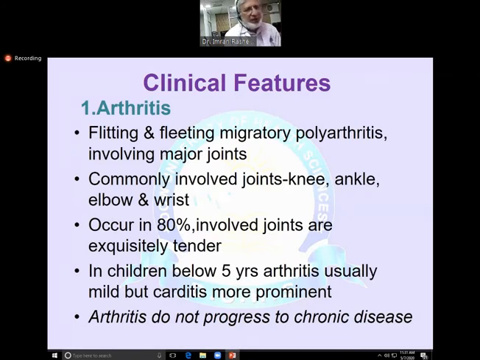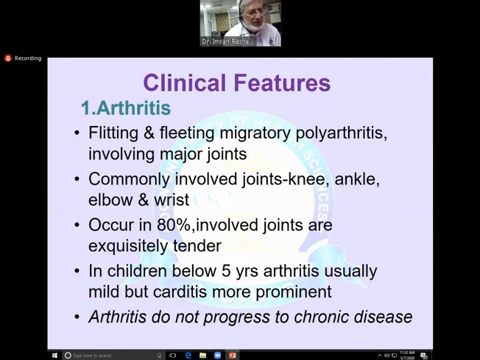Arthritis does not progress to chronic disease. That is the main thing regarding rheumatic fever arthritis, that it doesn't lead to chronic disease of the joints. The joint that is affected for a few days will afterwards be perfectly all right, there will be no residual damage, and that joint will work perfectly. So there is no progress to chronic disease as we see in patients with rheumatoid arthritis, where the joints gradually get destroyed. In rheumatic fever, although it causes severe arthritis, it is only transient for a few days, and after that there are no sequelae.